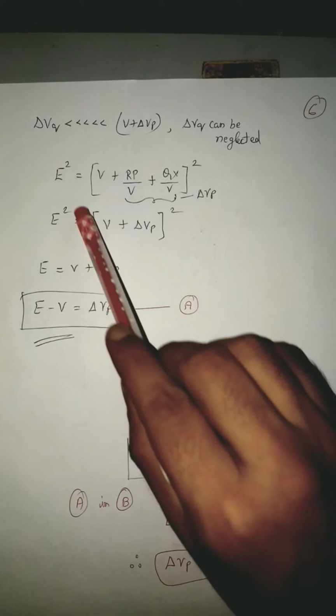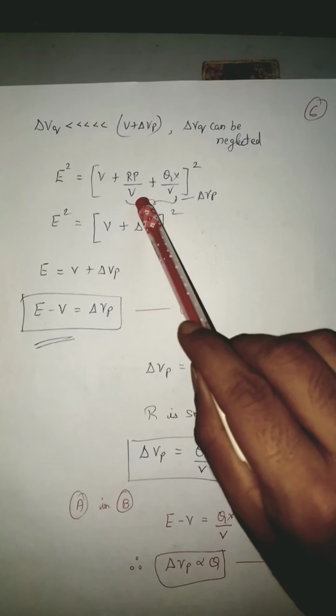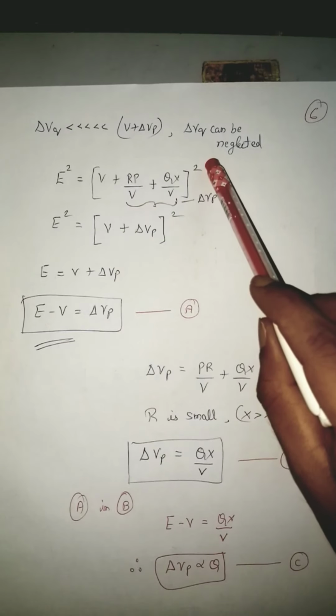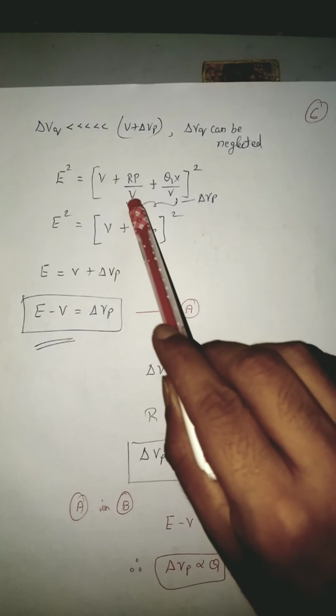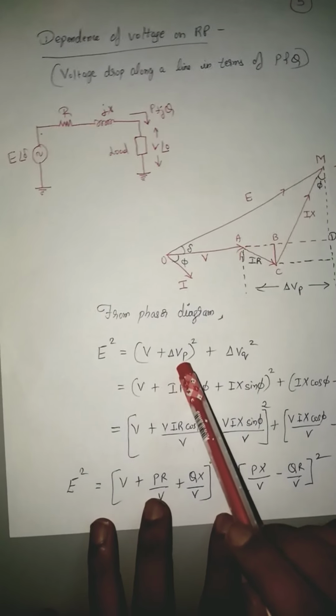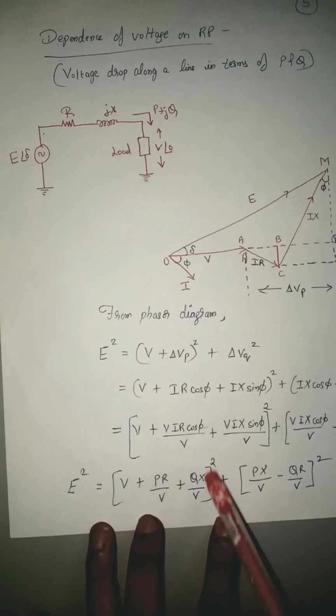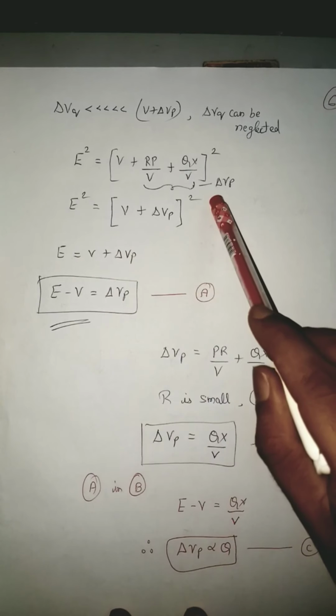So E square is equal to V plus delta Vp whole square. Already you know how we have got this, PR by V plus Qx by V whole square. And this expression is nothing but delta Vp. That's what we had done earlier. Initially we had delta Vp, that itself was simplified to this stage. So this PR by V plus Qx by V was nothing but delta Vp.